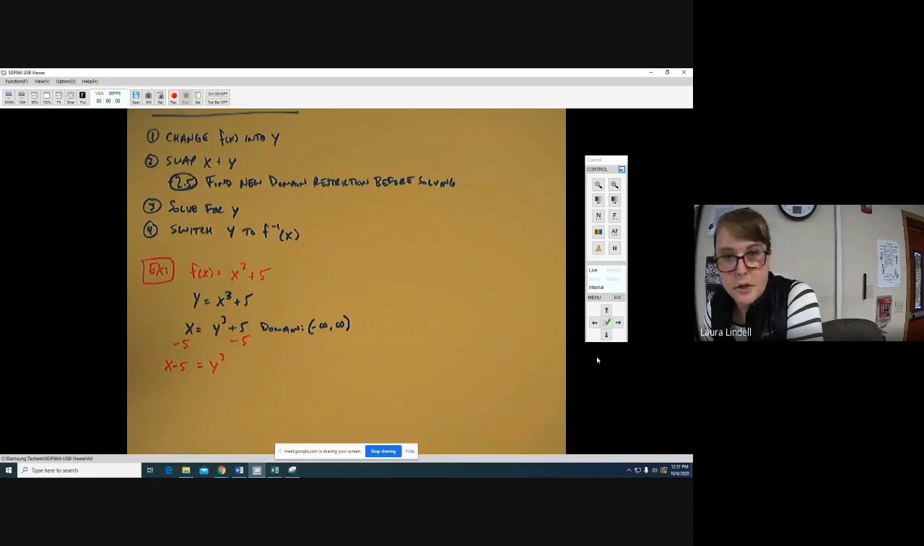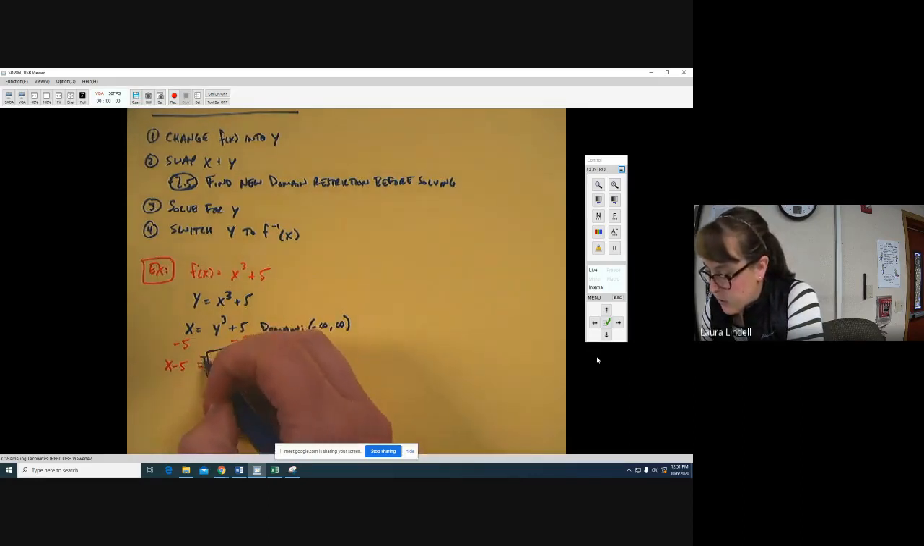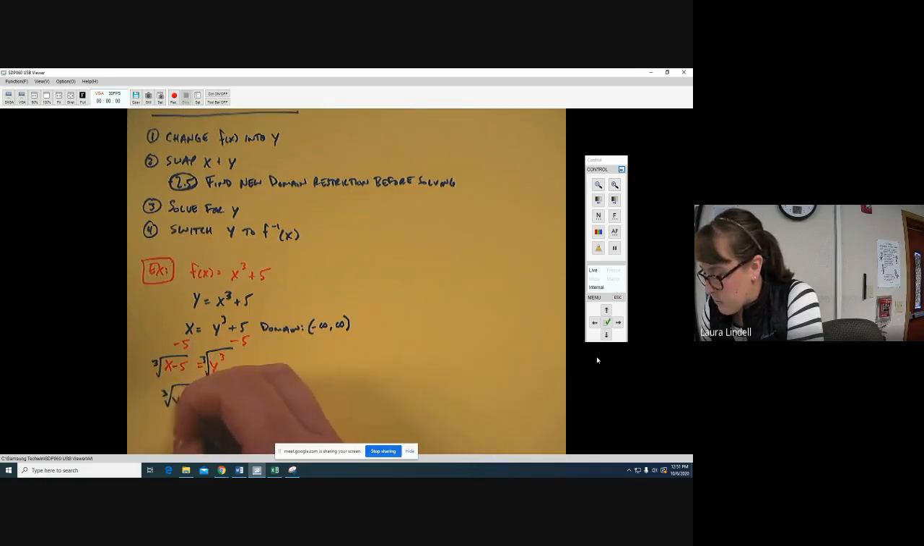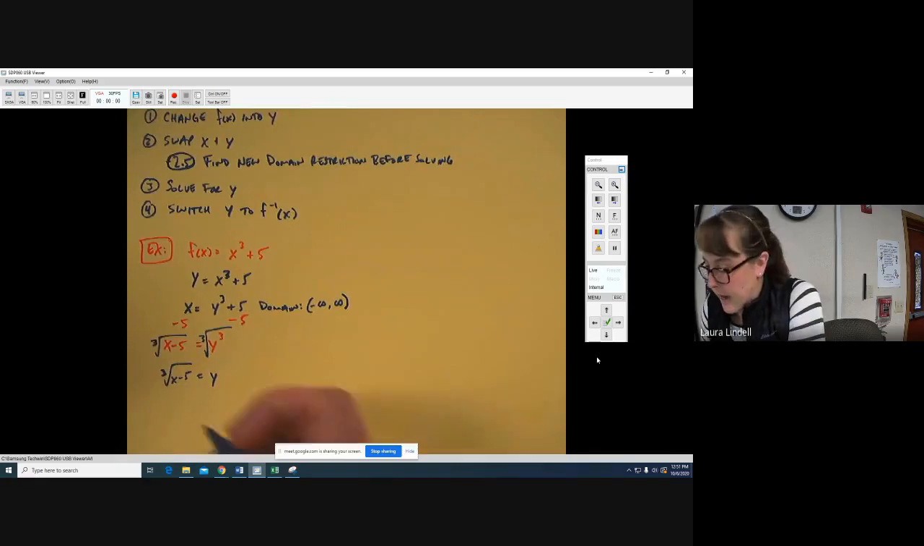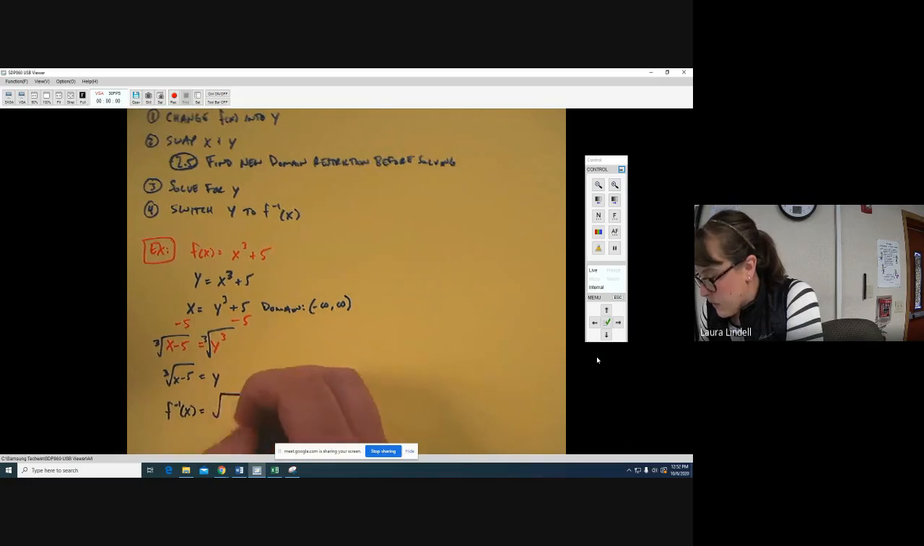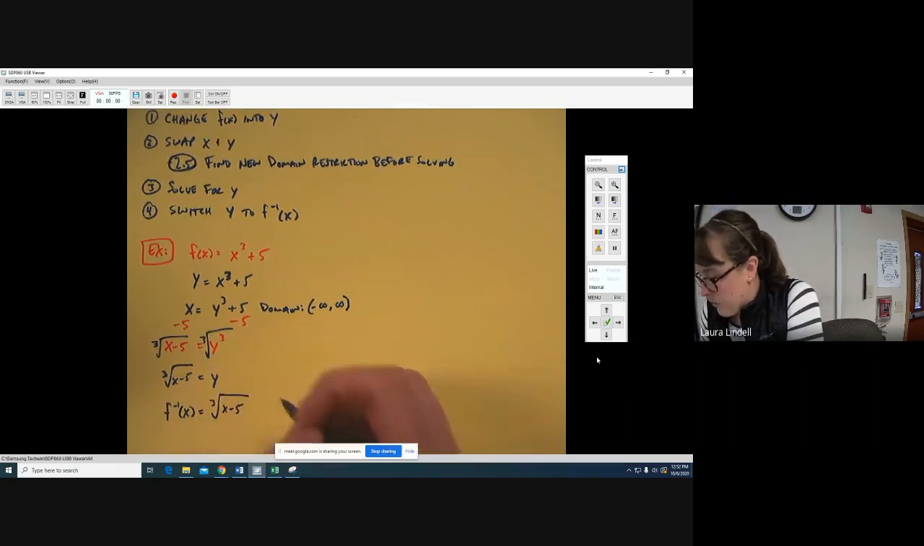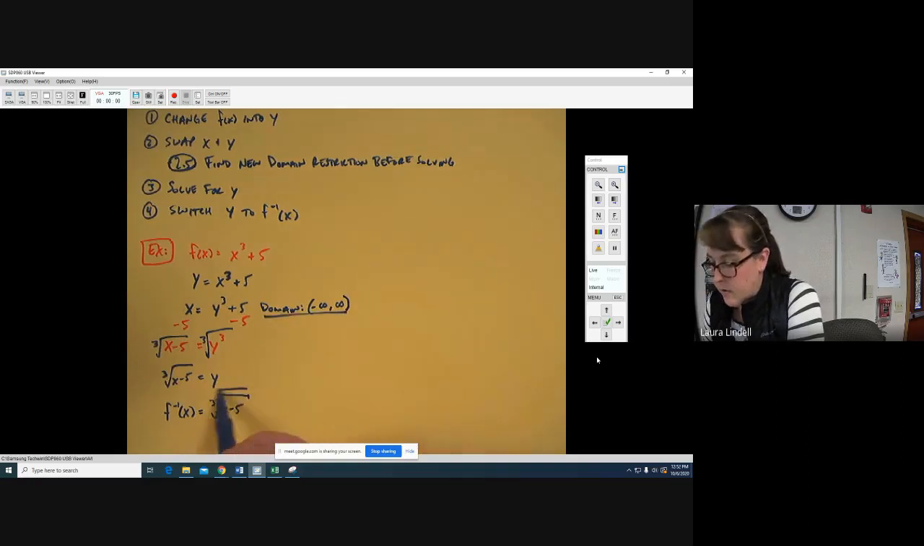And then to undo a cube, you just take the cube root. And so we get the cube root of x minus 5 equals y. And then lastly, we want to change the y into f inverse of x. And I'm going to put it over here. So we have f inverse of x equals the cube root of x minus 5. And it's good for this domain. So there's no restriction on the domain for that particular inverse.